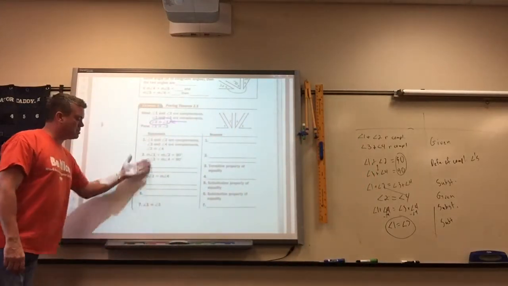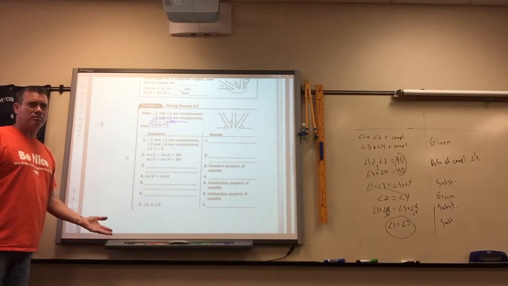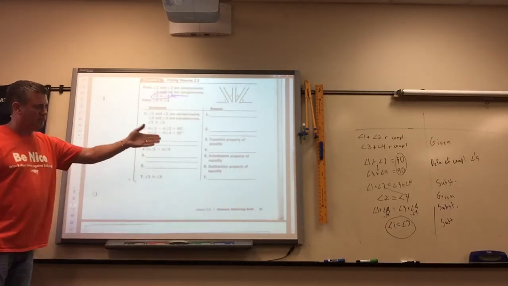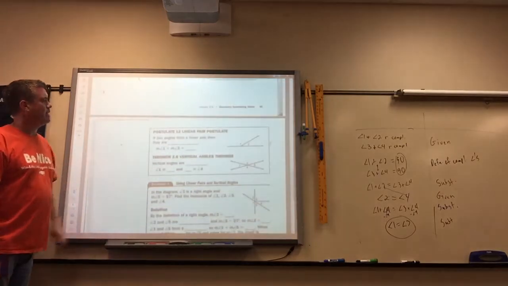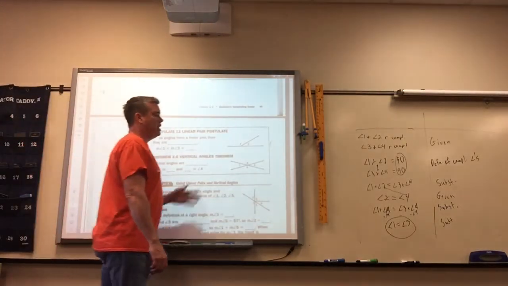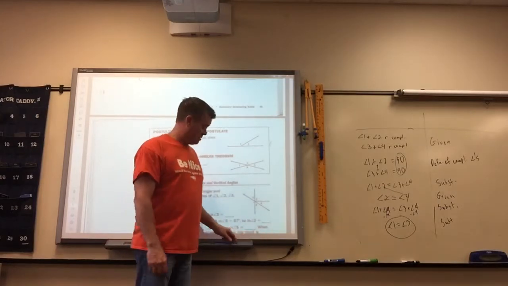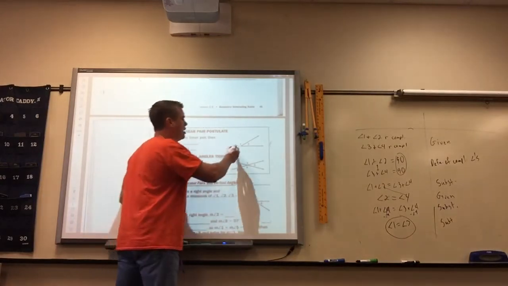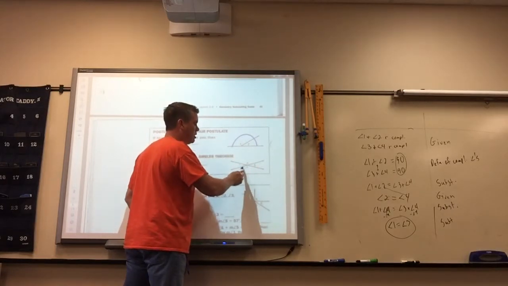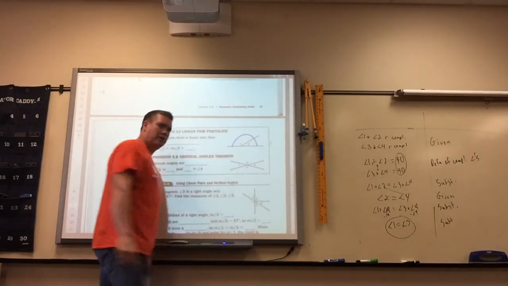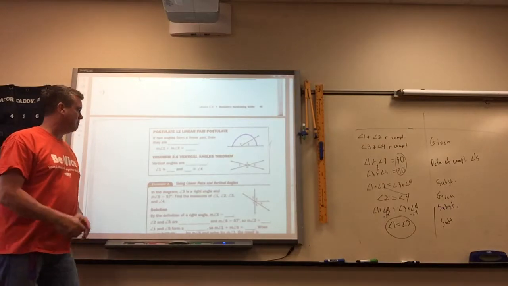So again, this is longer than any that you'd have to do, but the different parts you're going to have to know how to do. Linear pair and vertical angles, we've already learned this. What do you know about a linear pair? They add up to 180. And what do you know about vertical angles? They're the same. They're congruent.